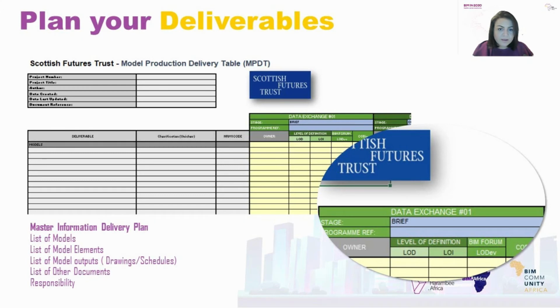You will need to plan your project's Master Information Delivery Plan. MIDP is a primary plan, which is used to manage the delivery of information during the project lifecycle. Deliverables, which may be listed in the MIDP, include, but are not limited to, list of models, list of model elements, list of outputs, drawings and schedules, specifications, and responsibility.